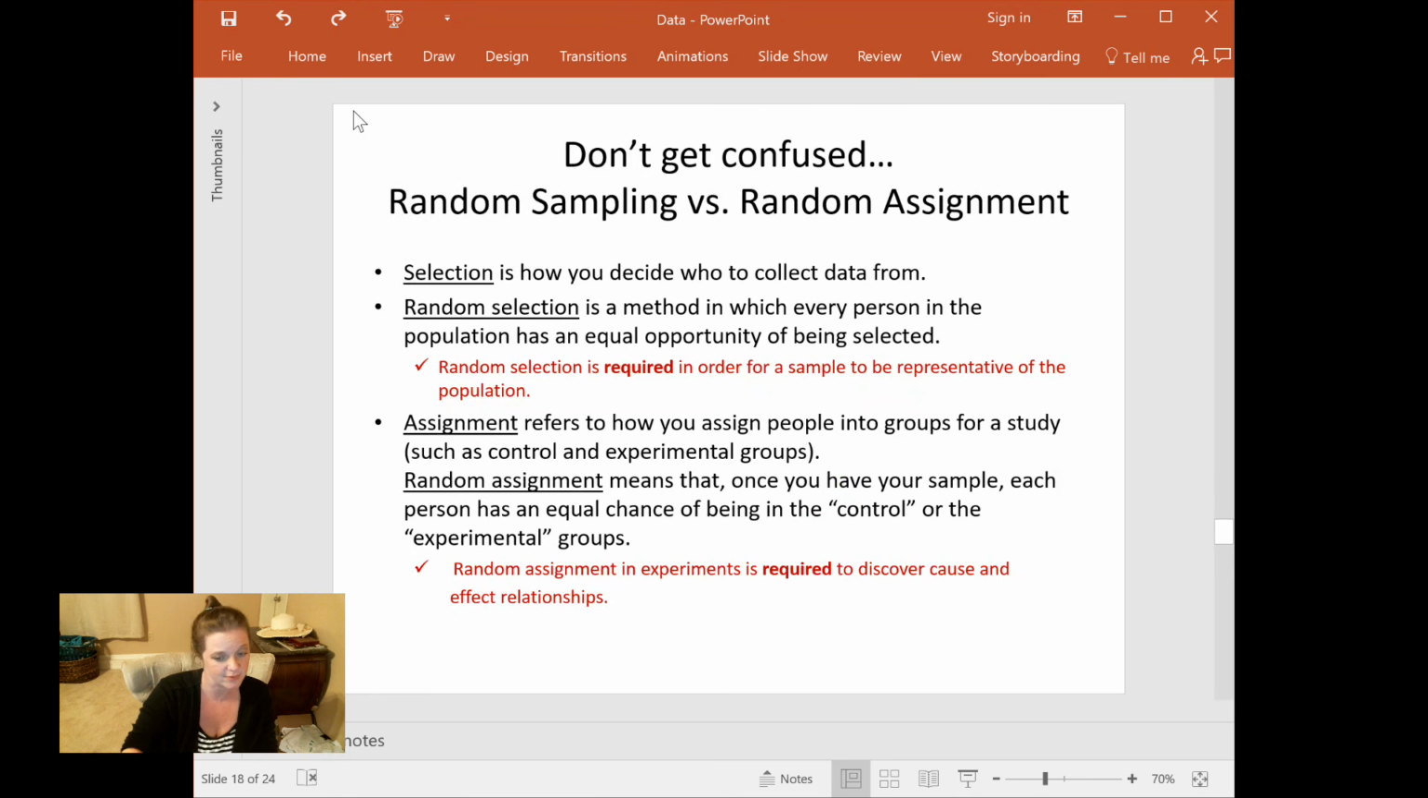But don't get confused. Random selection is always important. It's always good. No matter what kind of study you're doing, you always want random selection. It's how you get your people. Random selection is what is needed in order for your sample to look like your population, no matter what kind of study you're doing. True experiment, correlation, who cares, right? Random selection is always required if you really want your samples to look like populations.